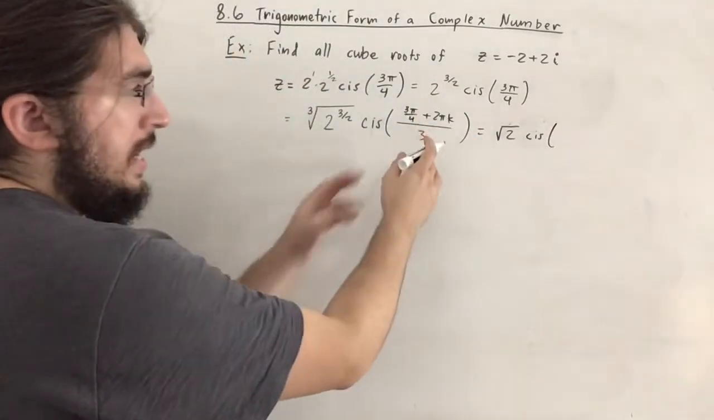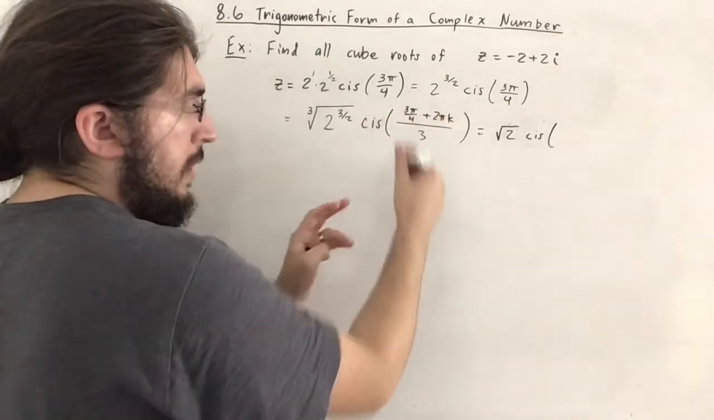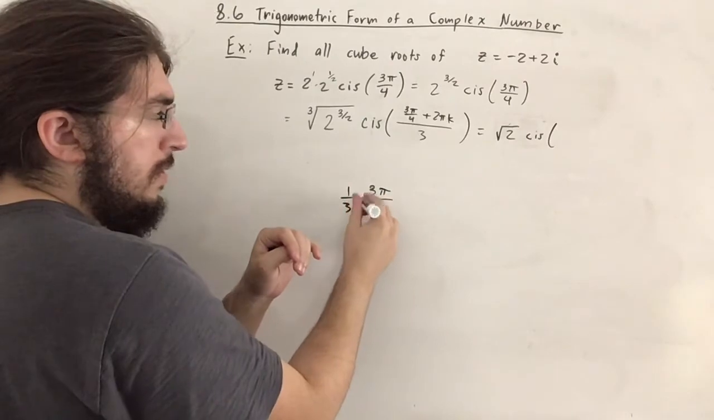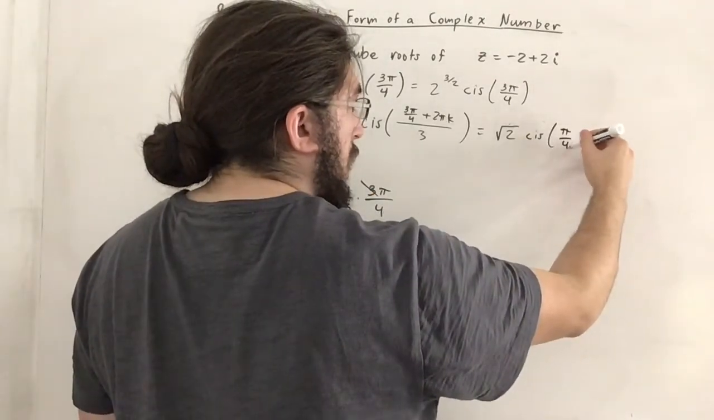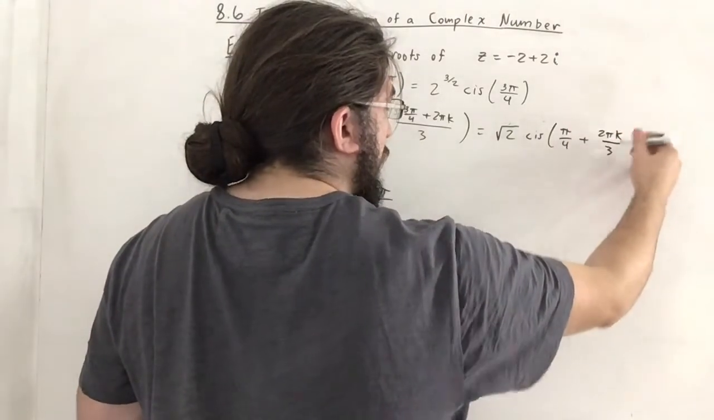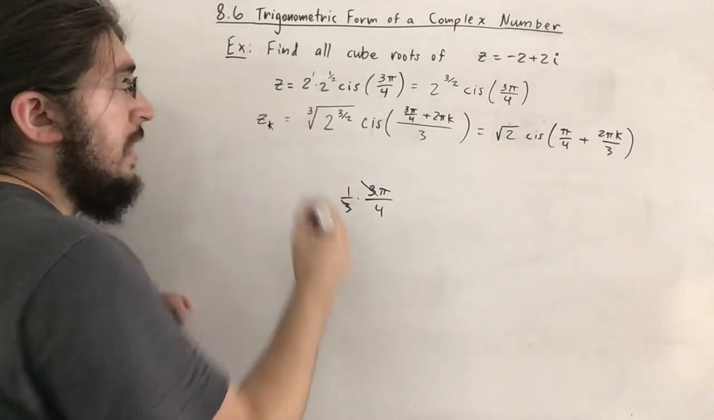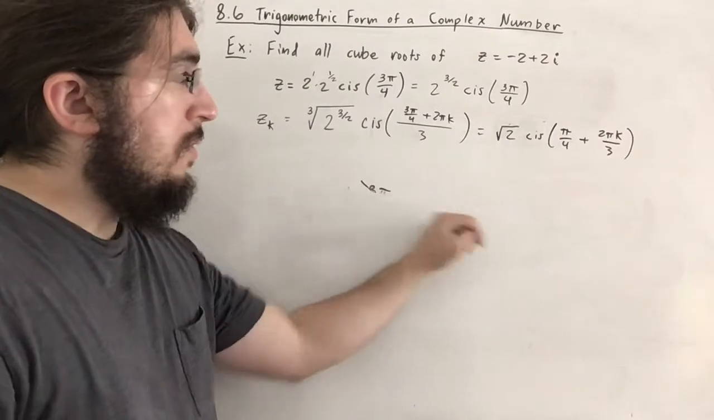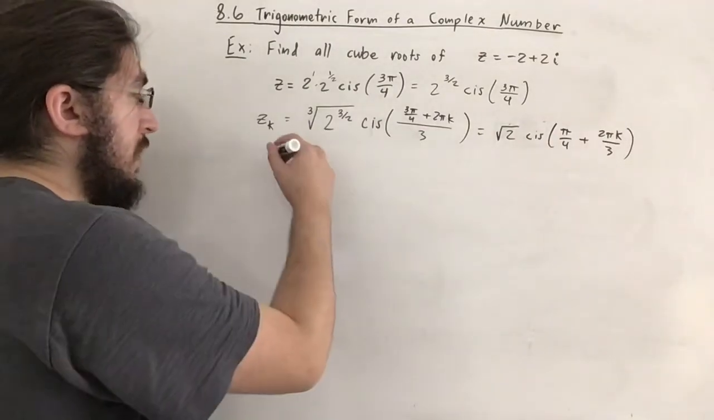Now if you divide each of these by 3, so we can split it up and divide by 3. Notice 3 pi over 4 divided by 3 is just multiplying by 1/3. These cross cancel, we get pi over 4 plus 2 pi k over 3. And notice this is what is called z sub k, and k is going to go from where to where? It's going to go starting at 0 until you have 3 of them. So 0, 1, and 2 is what we're going to be plugging in.